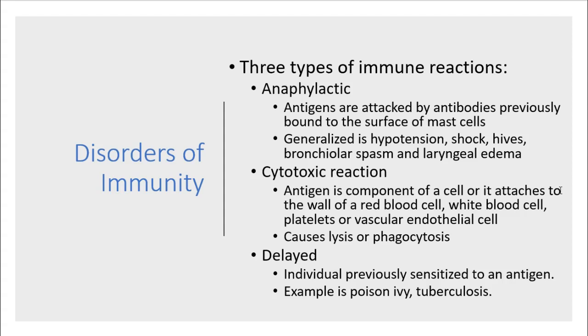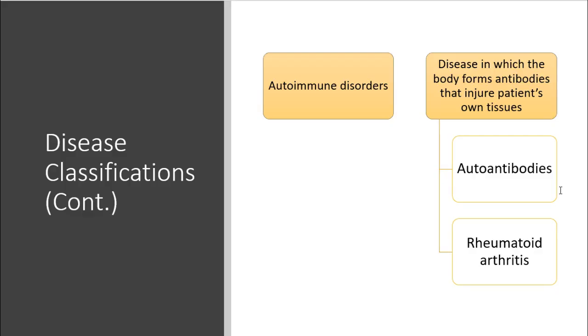Cytotoxic reaction is when the antigen is a component of a cell or attaches to the wall of a red blood cell, white blood cell, platelets, or vascular endothelial cell, and it causes lysis or phagocytosis. And there's delayed. So an individual previously sensitized to the antigen. So an example is poison ivy, tuberculosis.